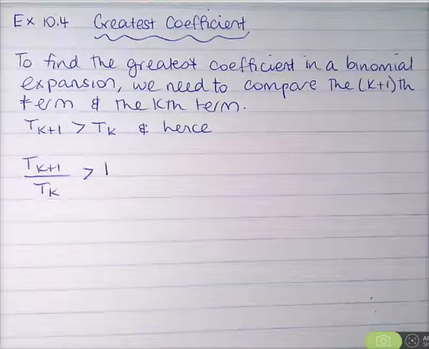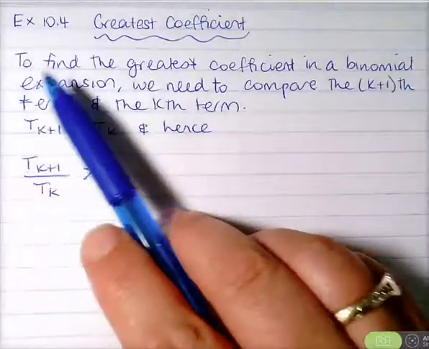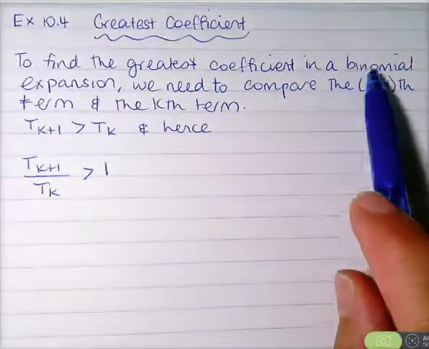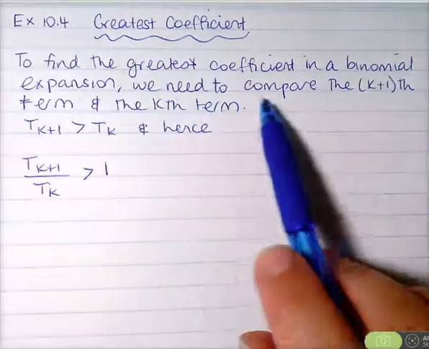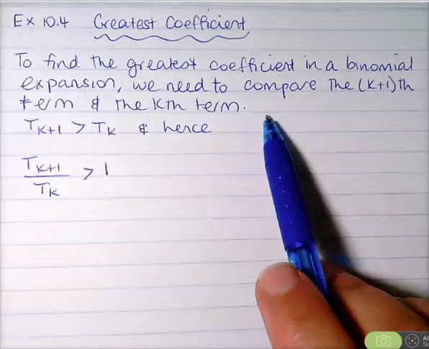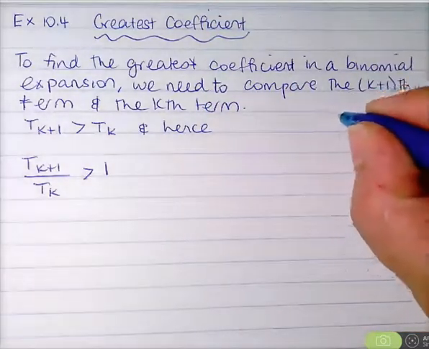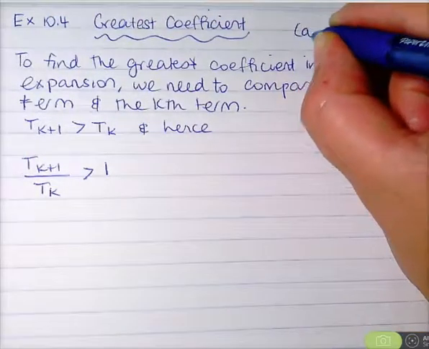Okay, this is exercise 10.4, finding the greatest coefficient. Now, this is from your Margaret Grove textbook as opposed to Cambridge. Now, to find the greatest coefficient in a binomial expansion, we need to compare the k plus 1th term and the kth term.